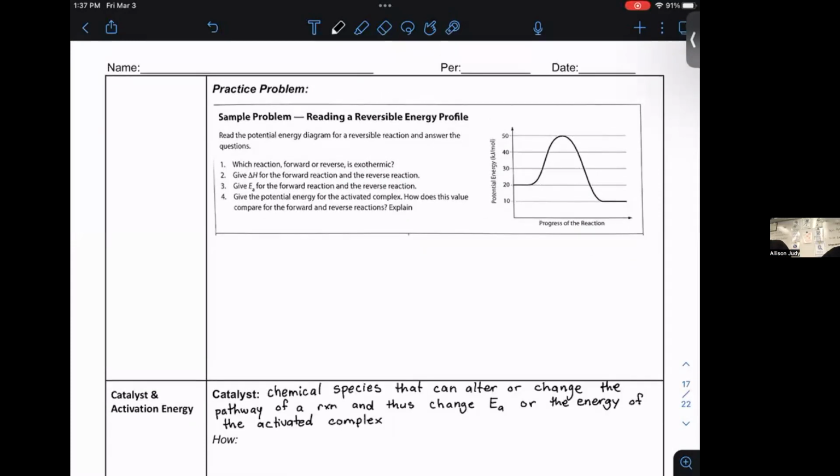All right, so quickly, get some volunteers for number 1. Yes. Forwards, because if you go this way, then the potential energy will decrease.